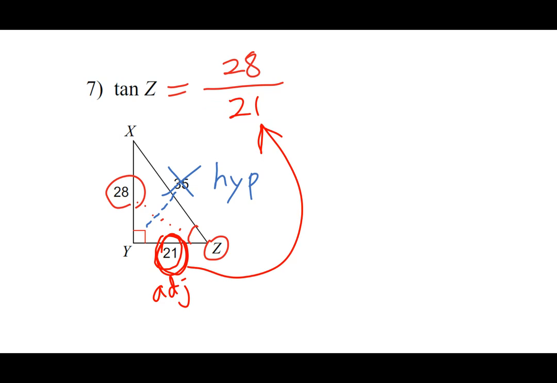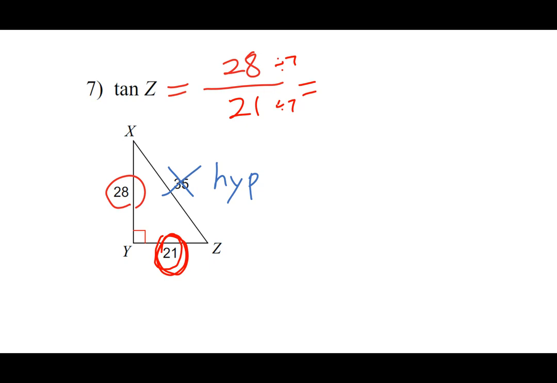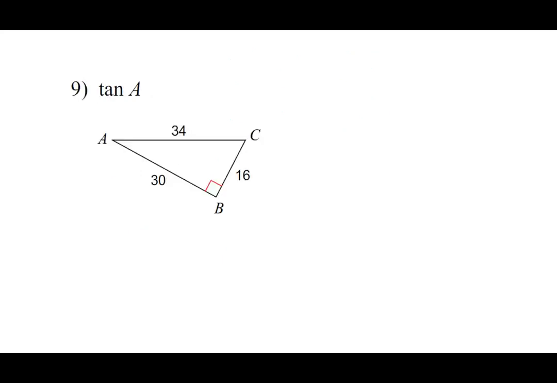That will be the answer for half credit, because you need to reduce all answers. So 28 over 21 is the answer, but you need to reduce it by 7, which makes it 4 over 3. And leave it in fraction form for this part. Okay, let's just do one more. So find the tangent of A. A is on the left side.